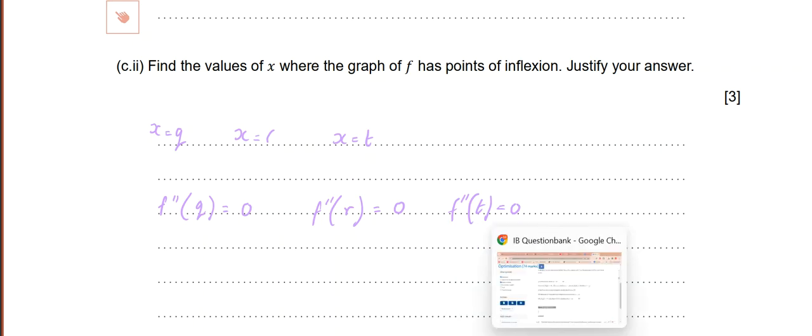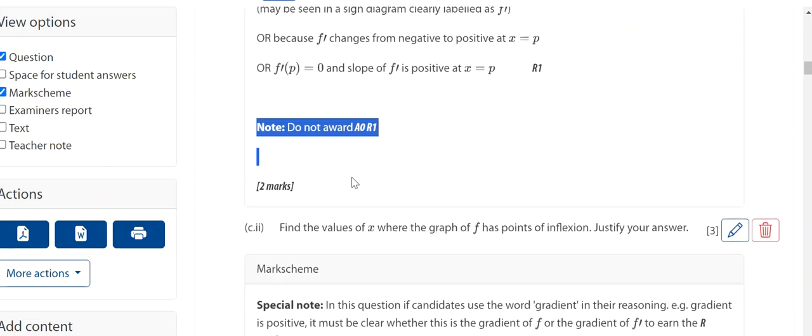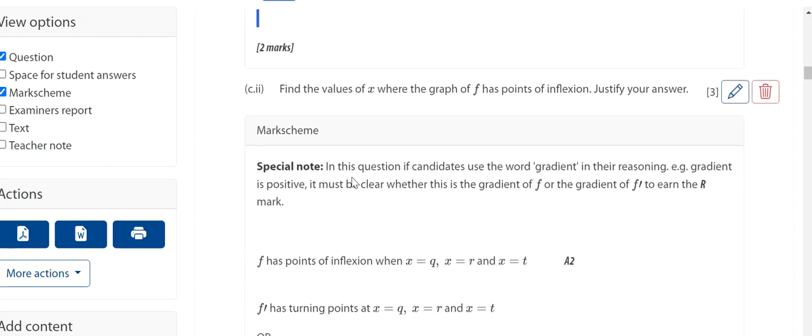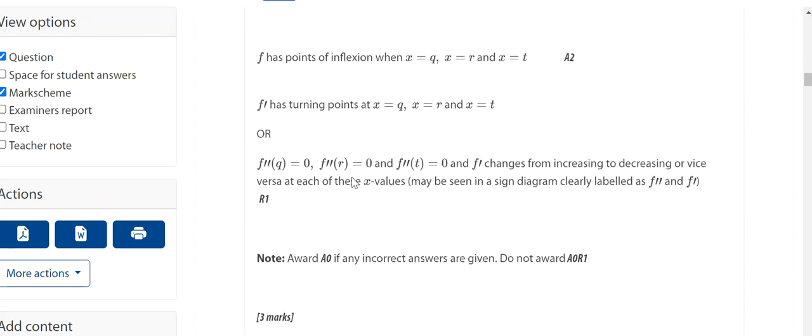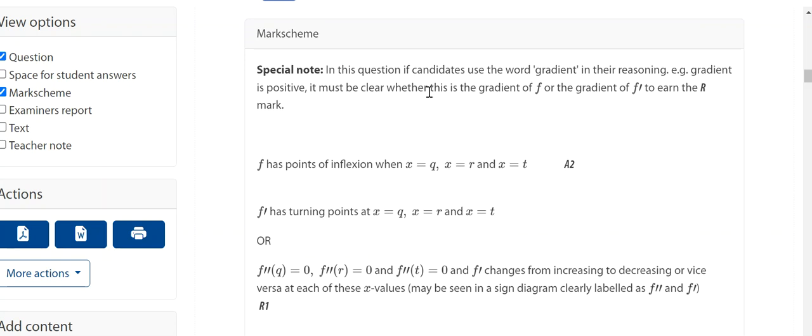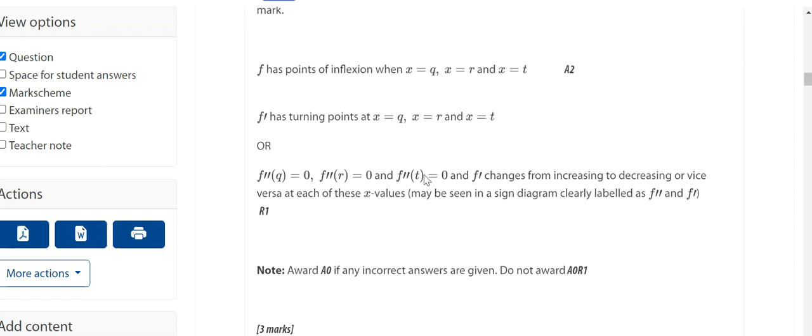So this is what's accepted. It says find the values of x. So I think at this stage we're looking for x values. So x equals q. Yeah, I think to be safe, we should definitely write x equals. We might get away with q, r, and t, but let's have a look. What does it say? Find values. You might get away with it.